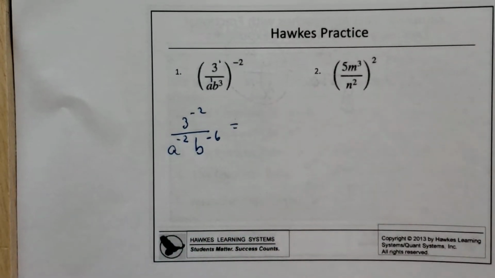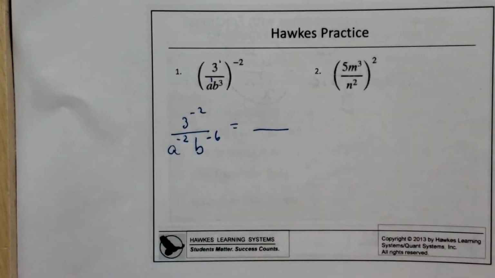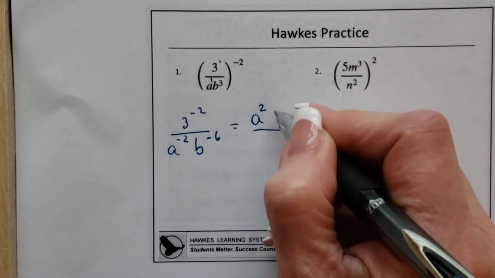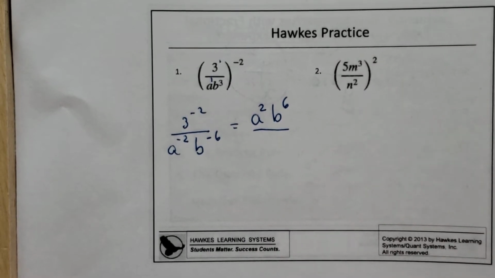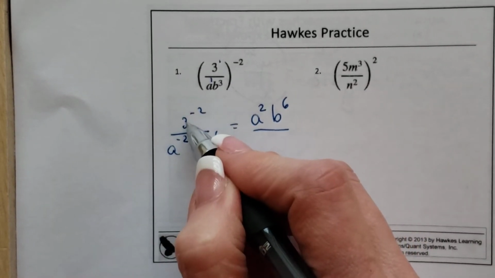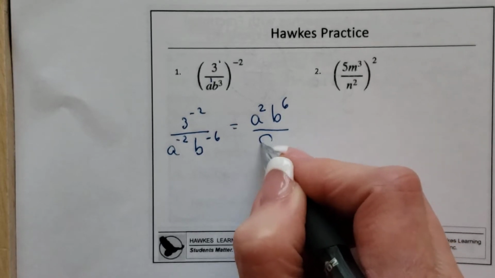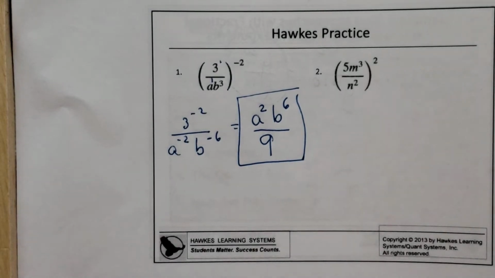So the first thing I'm going to do to simplify this is I'm going to flip everything over the line because I have all negative exponents. So I have a squared, b to the 6th. When I flipped it over this line, it changed the sign. And then if I bring down 3 squared to the bottom, well, 3 squared is 9. And nothing else simplifies on that one.